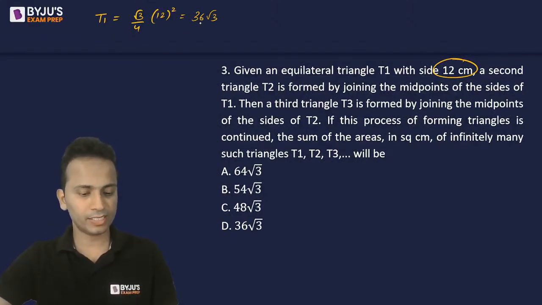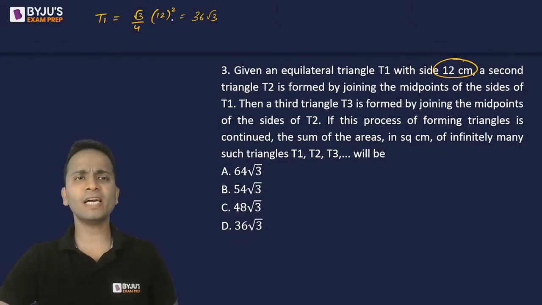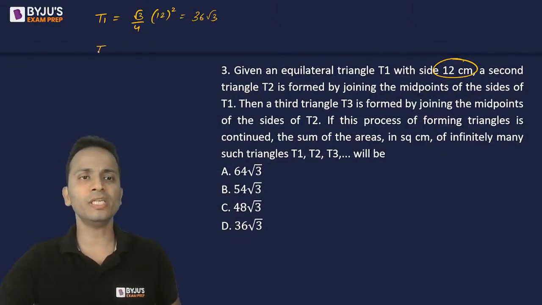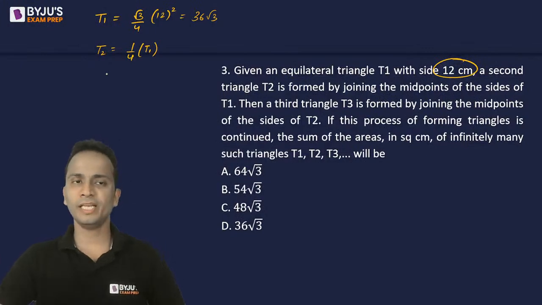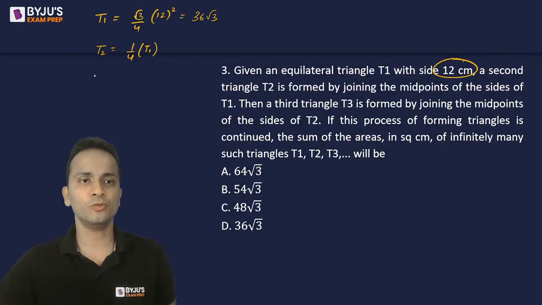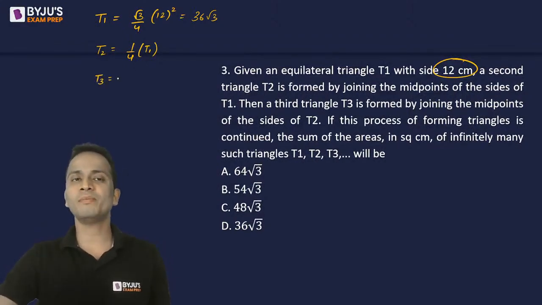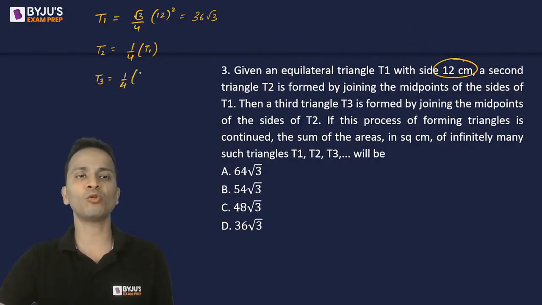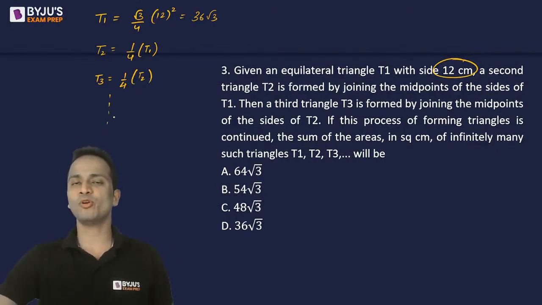Okay, all right. Oh, lovely. A lot of you have given the answer. Nice. Now the area of T1 is 36 root 3. So the area of T2 will be 1/4 the area of T1, the thing that I have just told you. Now if I make the next triangle T3, which is formed by joining the midpoints of T2, likewise the area of T3 will be 1/4 the area of T2, and this sequence will keep on going.